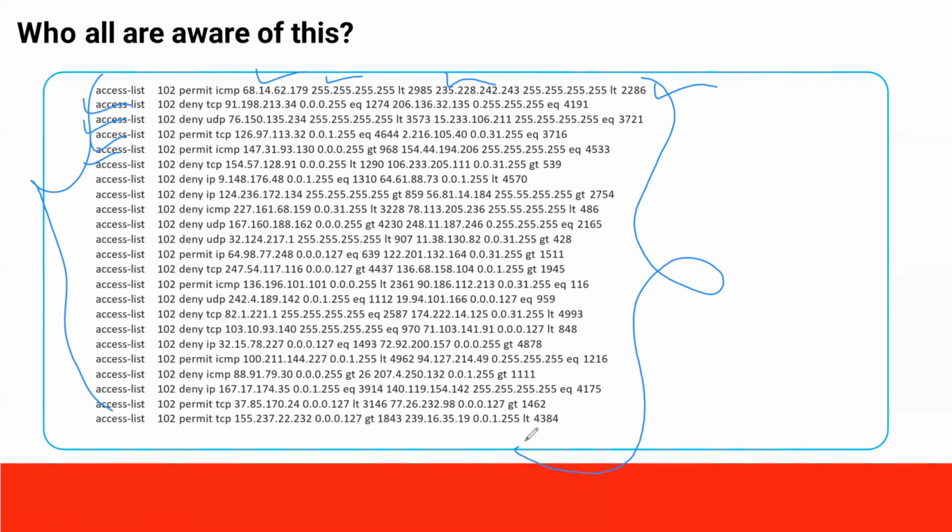I've worked with organizations who have up to 10,000 ACLs on a single L3 switch or a router. 10,000 ACLs, can you imagine the number of lines it would extend to? It's very difficult to keep track.